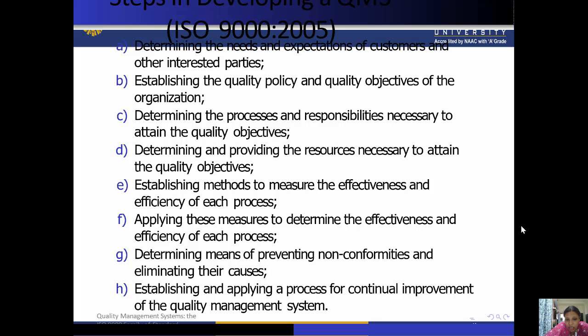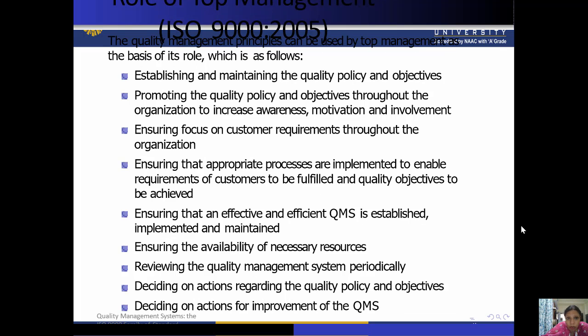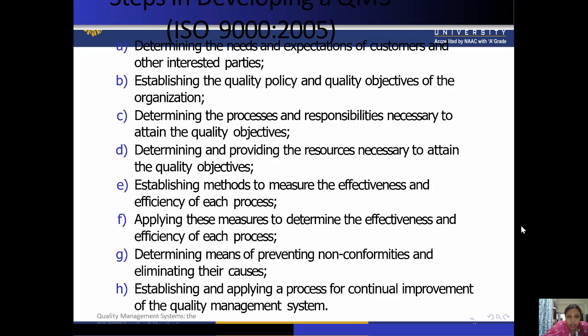Now, establishing and applying a process for continual improvement of the quality management system. So the establishment of the quality management system and also how it can be applied to the process of continual improvement. So this is again an important step of the quality management system. Okay, so here we can say that there are 8 steps of quality management system development.